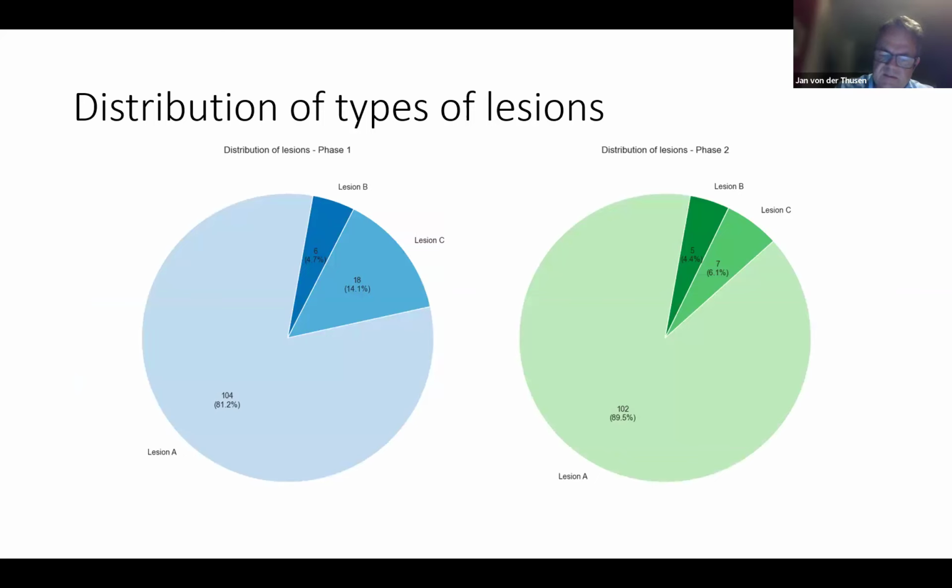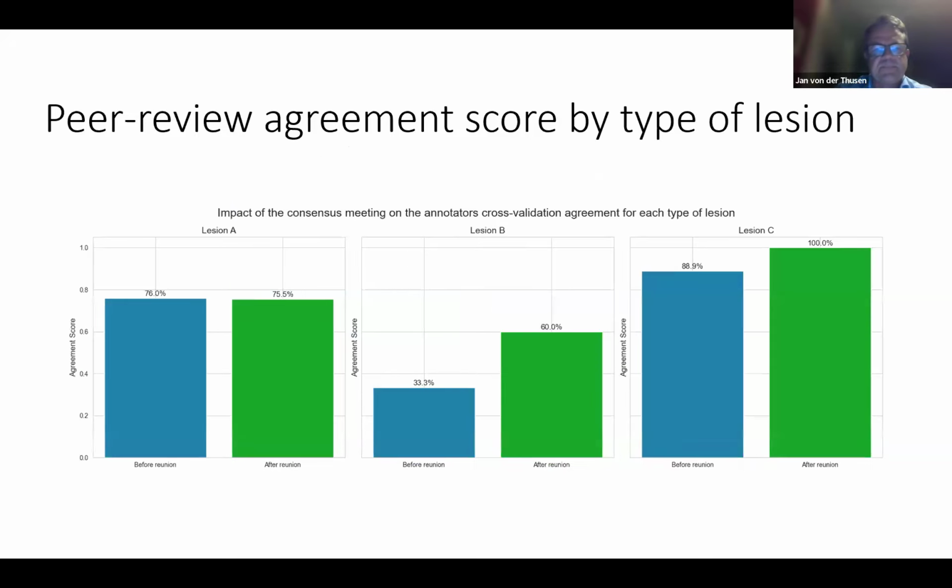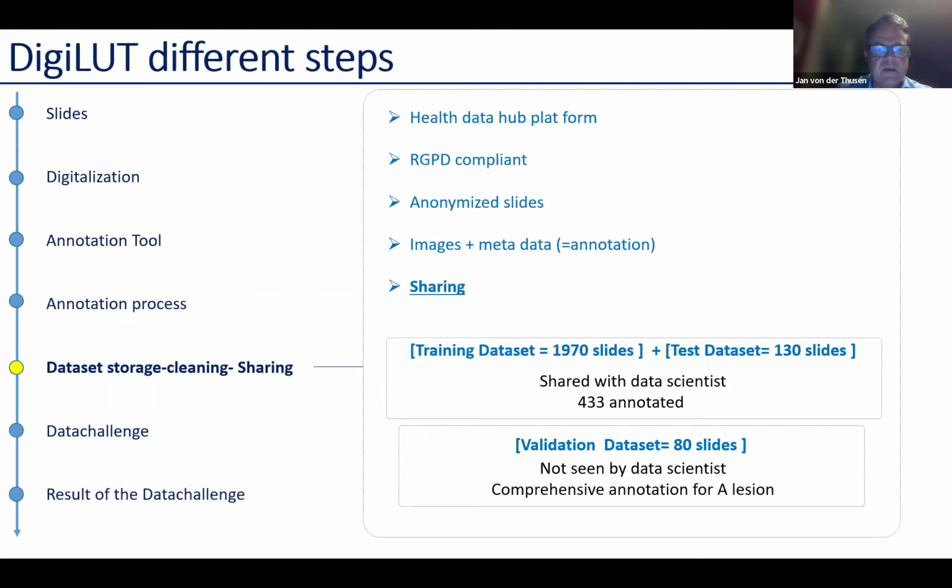So I think this is also an important message, that if you do that type of cross-validation, you may end up with more trustworthy data. And in fact, the kappa, or the agreement, in this case remained very much the same after the consensus meeting. And that was also split out for the various lesions. So for acute cellular rejection, there was quite high agreement. And in fact, for the bronchiolitis, the agreement increased, as it did for the obliterative bronchiolitis.